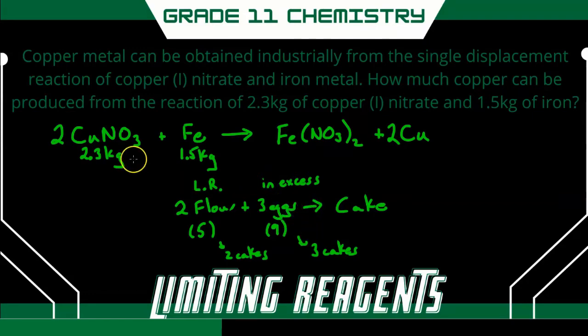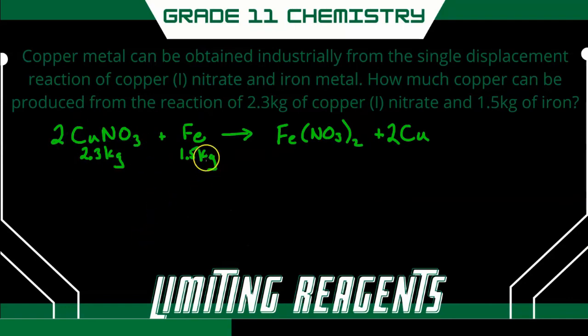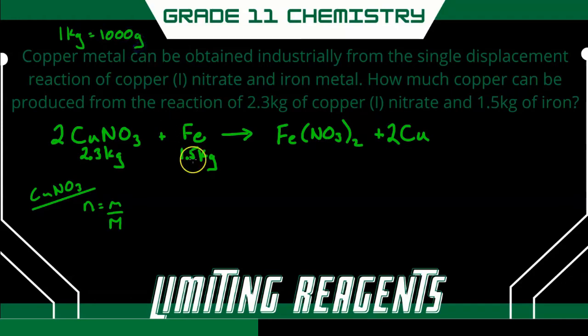Alright. So how do we determine if it's the copper nitrate or the iron that is our limiting reagent? The first step is to find out how many moles of each we have. So let's start with copper nitrate. Now the number of moles equals the mass over the molar mass. Now the mass here is stated in kilograms, but for every kilogram we have 1,000 grams. So this is going to be a mass of 2,300 grams. Now the molar mass we get from our periodic table.